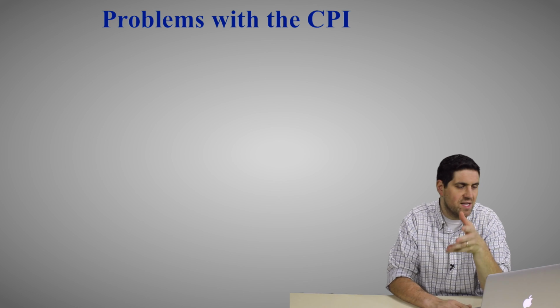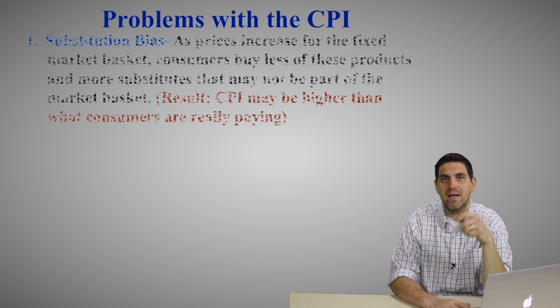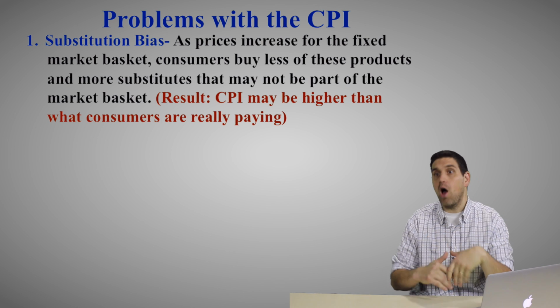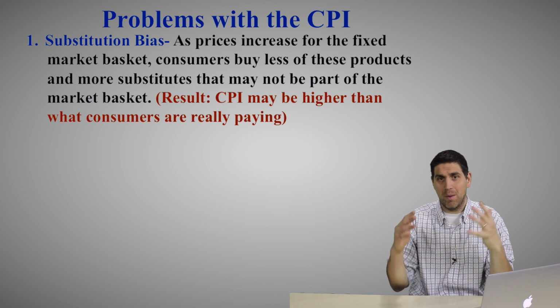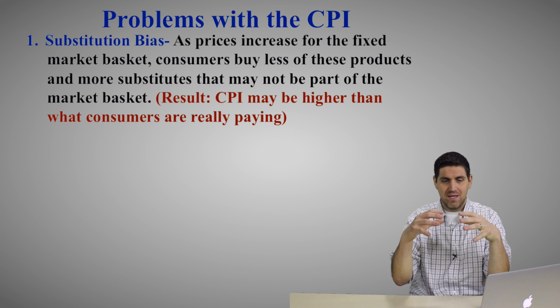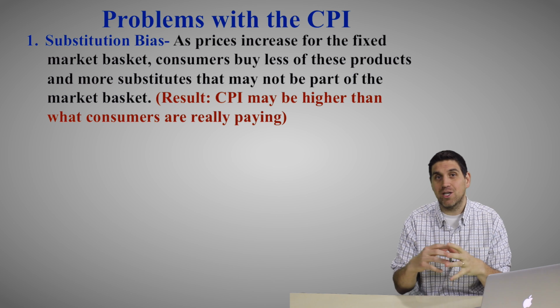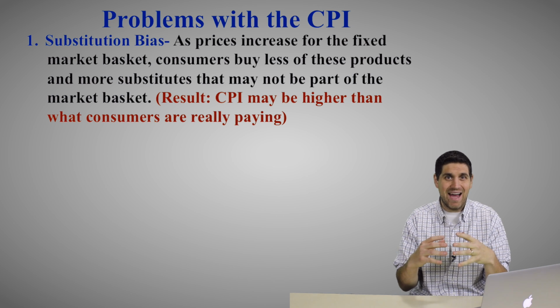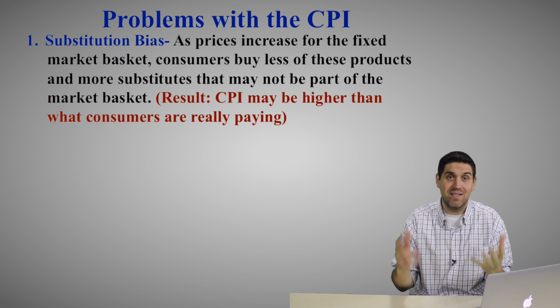A couple of problems with the CPI. First is the substitution bias. When prices go up, it looks like, oh no, there's inflation, but the reality is when prices go up, some people stop buying certain products. So the market basket says, oh, prices went up for these things, but some people didn't buy those things. So the actual inflation that's reported is not actually affecting people as much as it says it is.